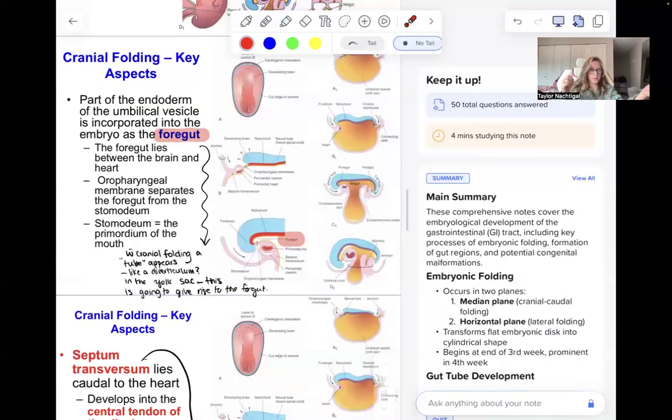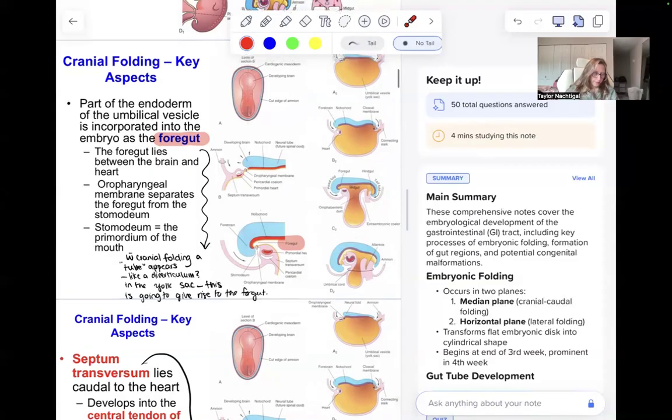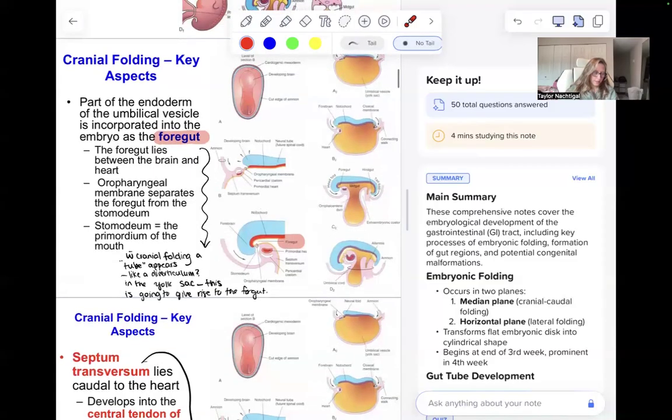Okay, so because we're focusing with this lecture on the gastrointestinal tract, we have to sort of understand how this folding is playing into the development of the abdominal cavity and thus the organs that we know reside there. So part of the endoderm of the umbilical vesicle is incorporated into the foregut. So as we see here, this is the primordial brain. It's folding down and inwards.